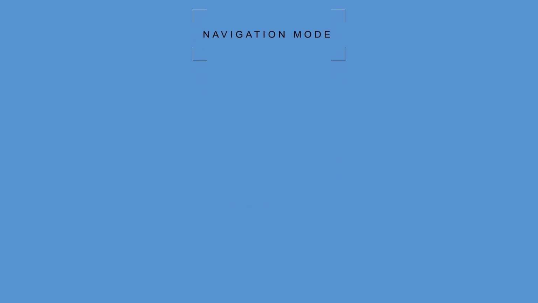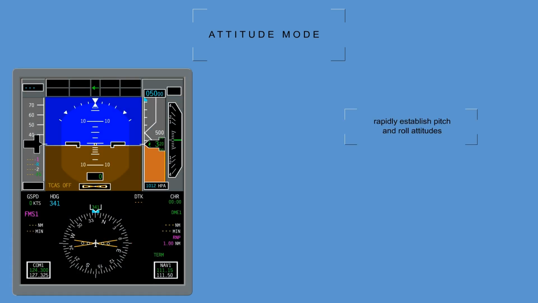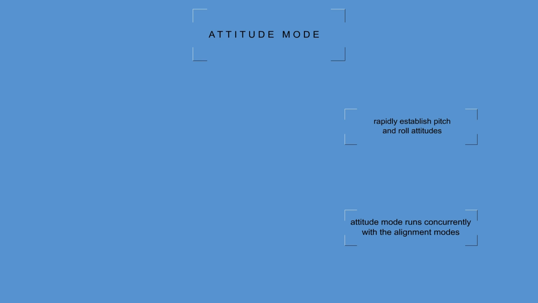Navigation mode. When the IRS enters into the navigation mode, it will remain in this mode until the system is turned off. Attitude mode. The primary function of the attitude mode is to rapidly establish pitch and roll attitudes after completion of the power-up mode. Attitude mode runs concurrently with the alignment modes, either stationary or alignment in motion.